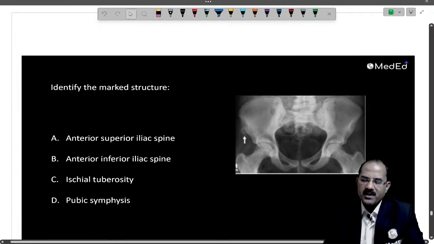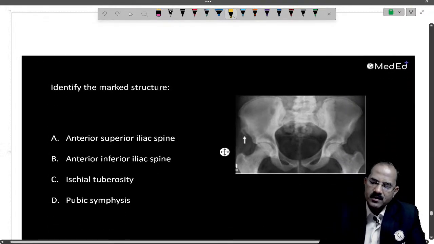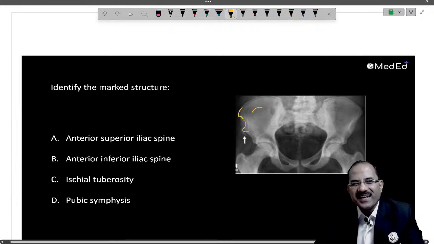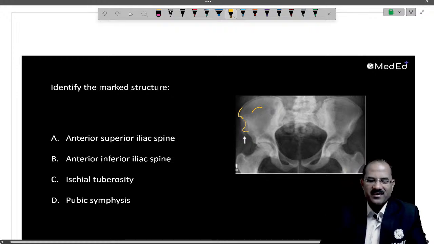Okay, identify this marked structure. Bacho, can you identify this? So this is the hip bone. What is this going to be? Anterior superior iliac spine. What is this going to be? Anterior inferior iliac spine. Correct? This is the anterior superior iliac spine. That's the anterior inferior iliac spine.